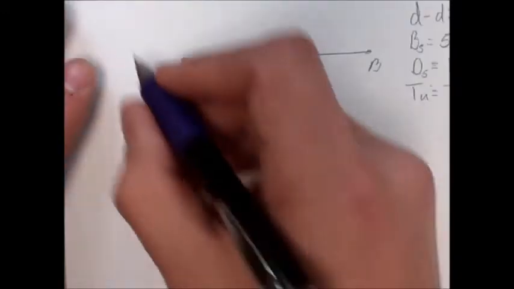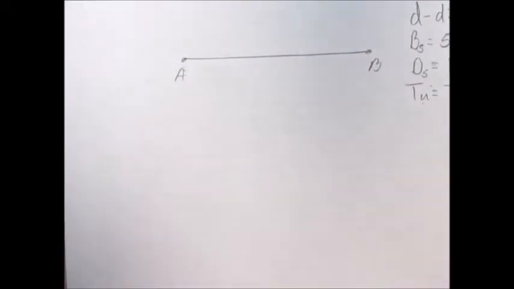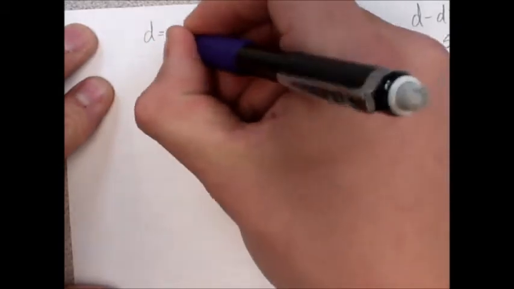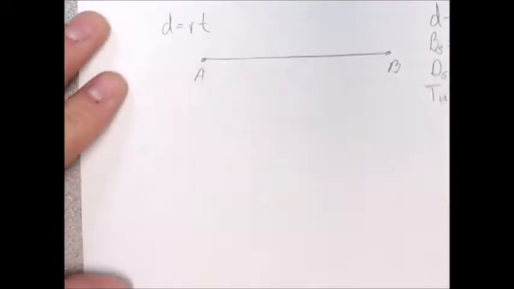We're going to use what goes together with distance, time, and rate. What equation is that? D equals RT, right? So distance is rate times time. So let's think about it.